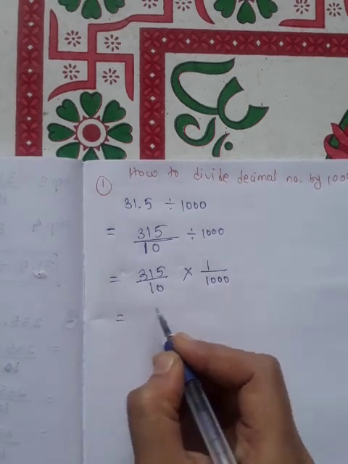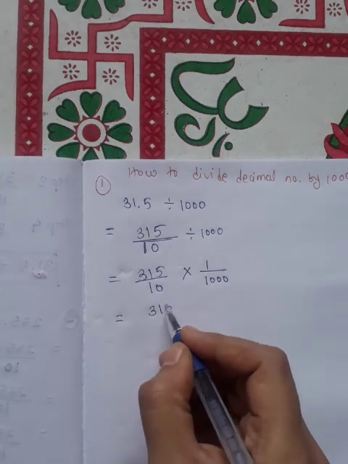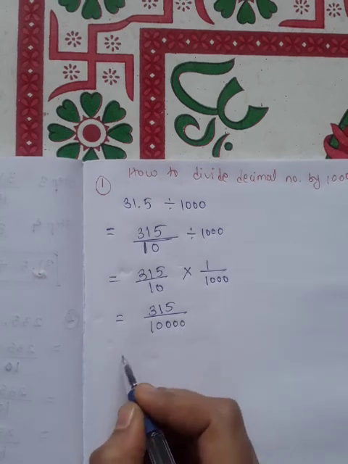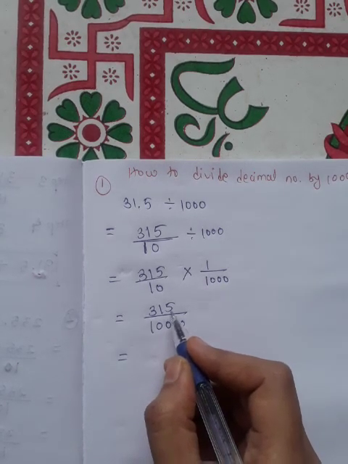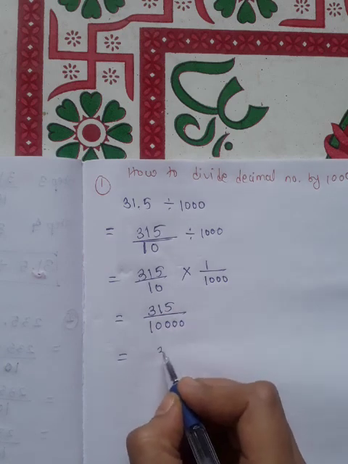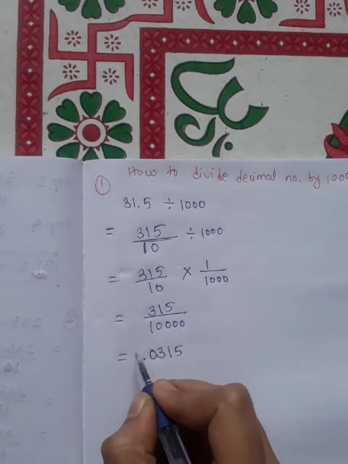Reciprocal of 1000 is 1 upon 1000. So 315 into 1 is 315. 10 into 1000 is 10,000. So see, there are 1, 2, 3, 4 zeros, so we have to put the decimal point before 4 digits, and there are only 3 digits, so we have to add 0 and put the decimal point.